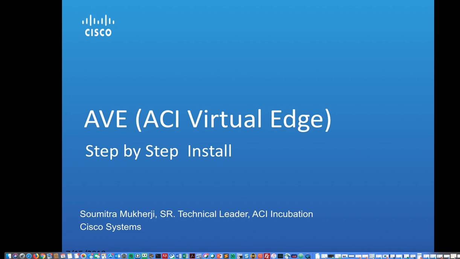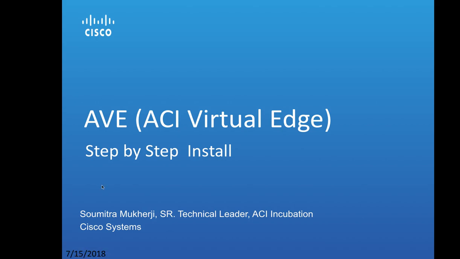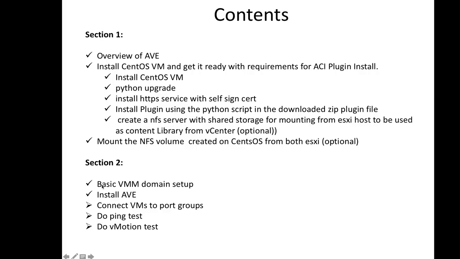ACI Virtual Edge step-by-step install. We have just finished installing the AVE. Now we are going to build a tenant and we are going to connect VMs to EPGs. Then we will do ping test and we will do vMotion test.